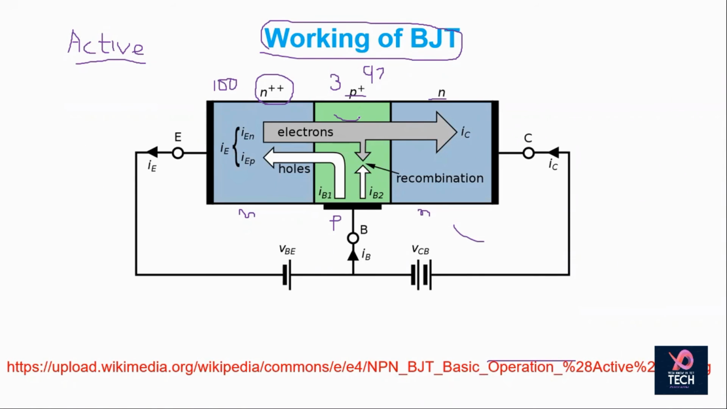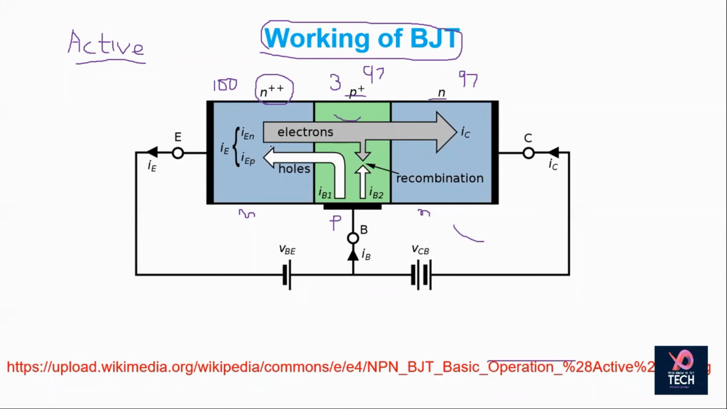After that, what happens? This particular junction is reverse biased, and here you have a positive potential. So these electrons will be attracted towards the collector. So 97 electrons will be collected at the collector. This is the entire working of the BJT.